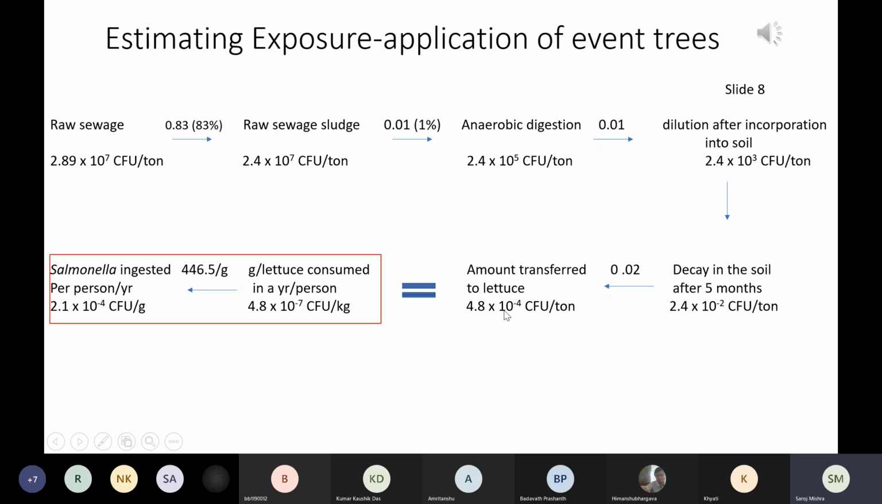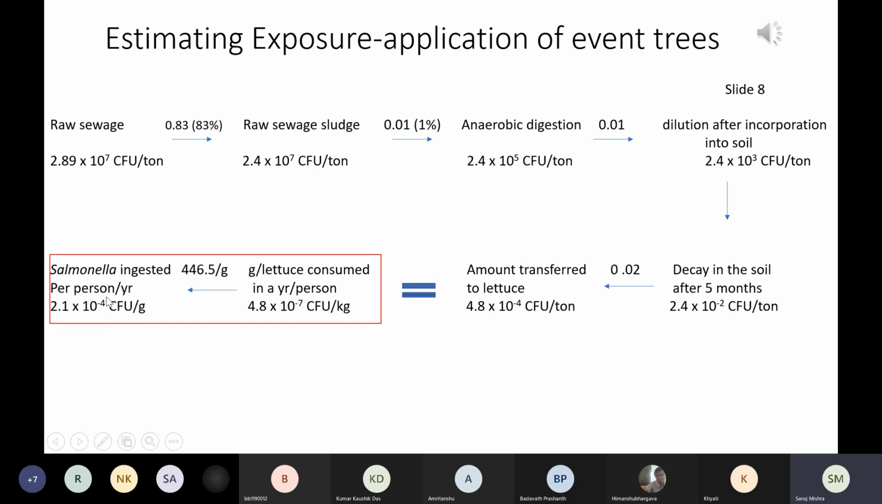So that is what... what is an example of estimating an exposure? This is done from what are called event trees. As I said, finally, what you are trying to look at is salmonella, a bacterium which can be taken in when people are eating unwashed salads. If they are eating them, then there is a possibility of a bacterial infection. So salmonella ingested per person per year will lead to, for example, exposure to 2 times 10 to the minus 4 colony forming units per gram of lettuce.